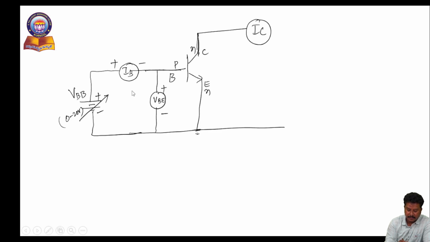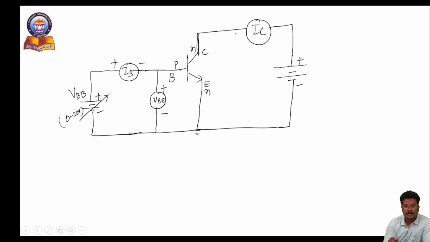As we know, on the input side we are using forward bias and on the output side we are using reverse bias. The collector terminal is an N-type terminal and it is connected to the positive terminal, and the remaining terminal is connected to the negative. This is positive and negative.